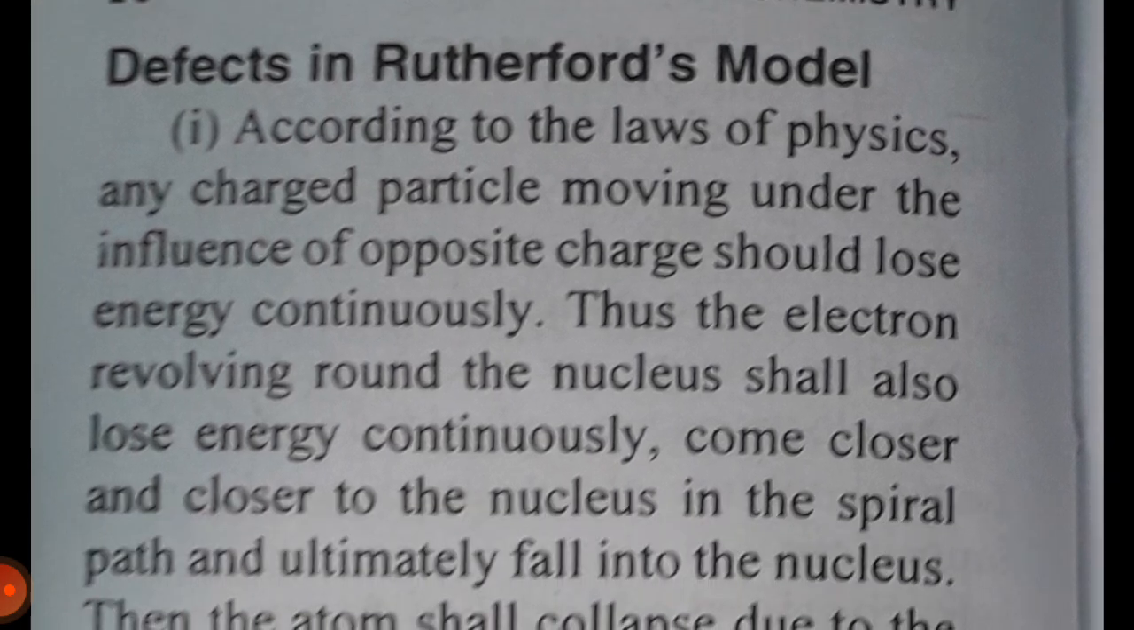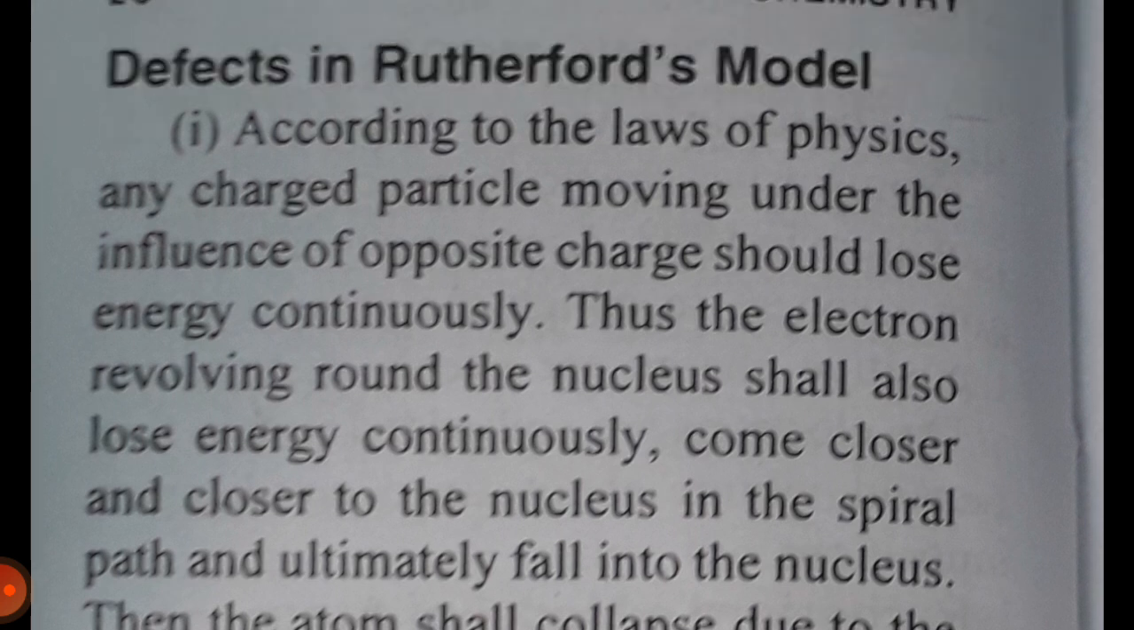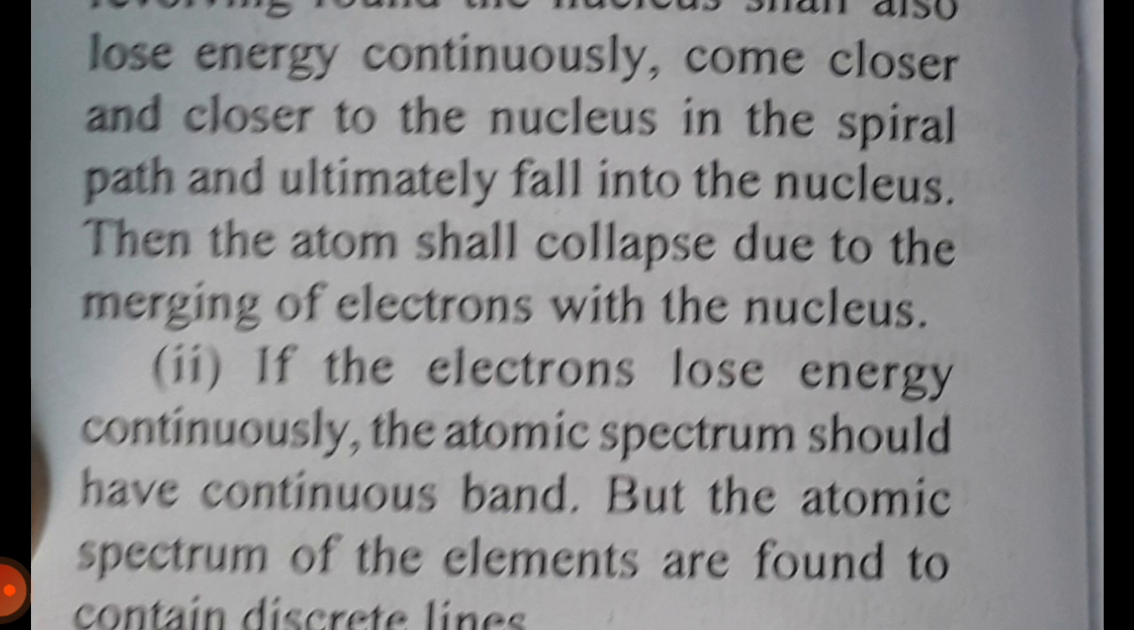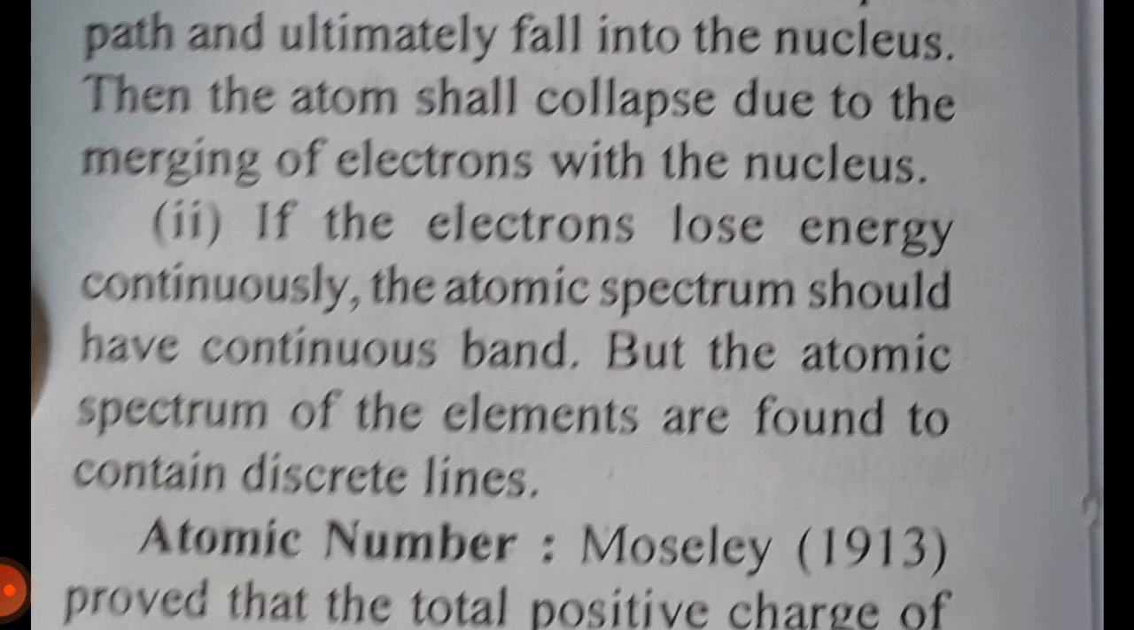Defects in Rutherford's model. 1. According to the laws of physics, any charged particle moving under the influence of an opposite charge should lose energy continuously. Thus, electrons revolving around the nucleus shall also lose energy continuously, come closer and closer to the nucleus in a spiral path, and ultimately fall into the nucleus. Then the atom shall collapse due to the merging of the electron with the nucleus.